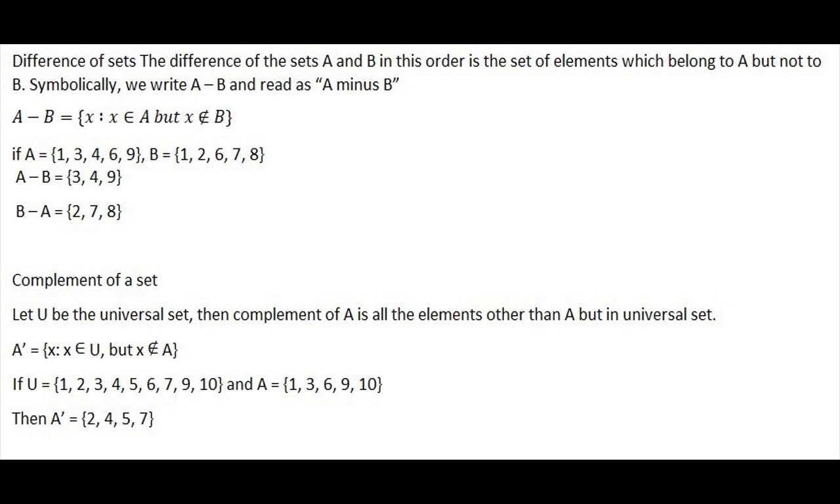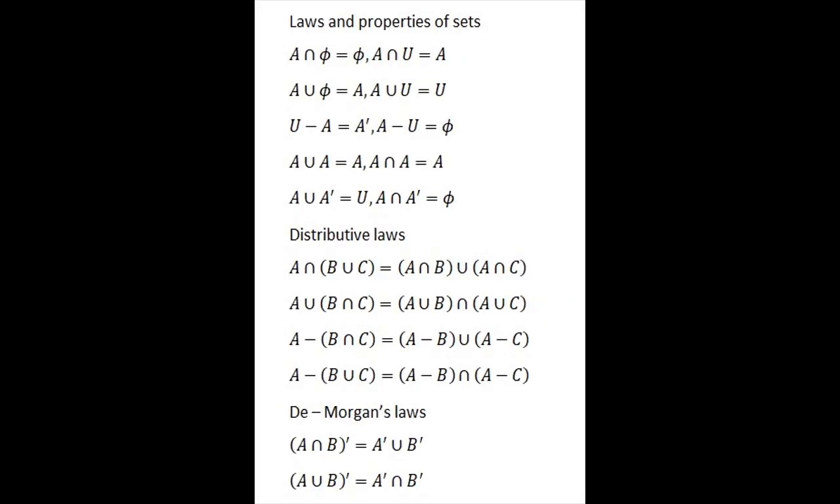And when you are writing B minus A, it's now B's turn. Omit 1 and 6. So what remains? 2, 7, 8. So {2, 7, 8} is B minus A. Complement of a set is simply U minus A. You write all those things in the universal set but not in A. Suppose the universal set contains 1, 2, 3, 4, 5, 6, 7, 9 and 10, and A is {1, 3, 6, 9, 10}. Then A complement will be, leaving those 1, 3, 6, 9, 10, the rest: {2, 4, 5, 7}.